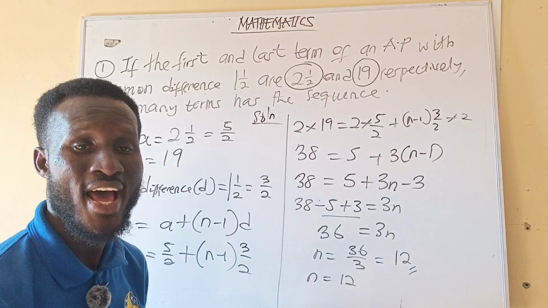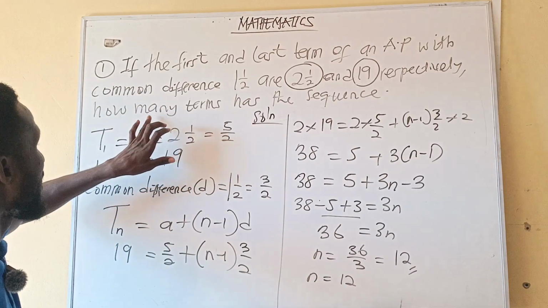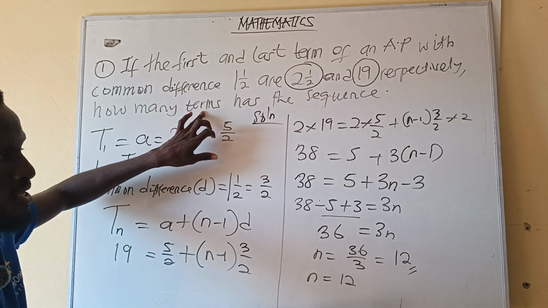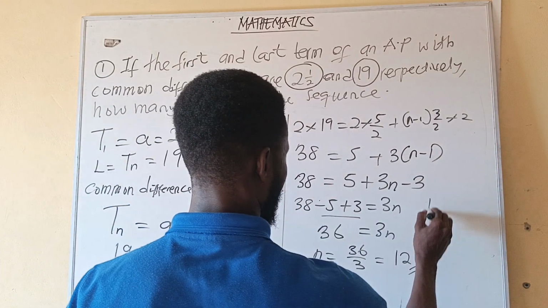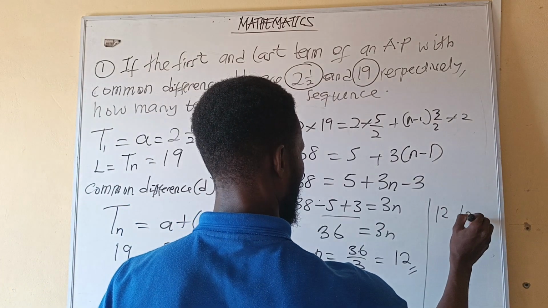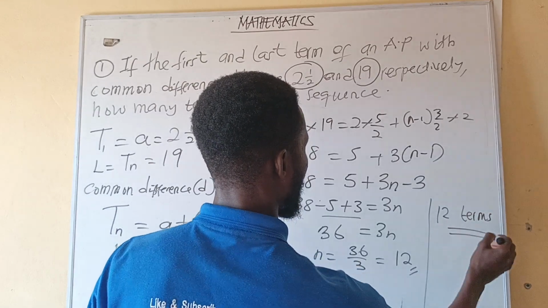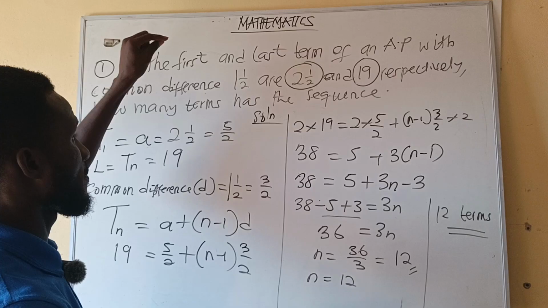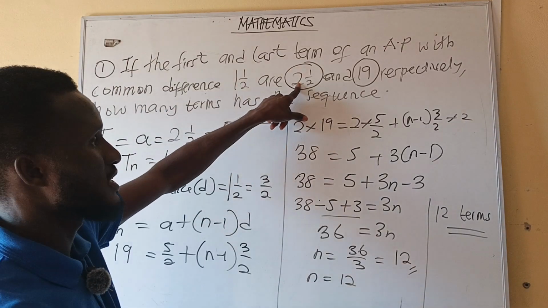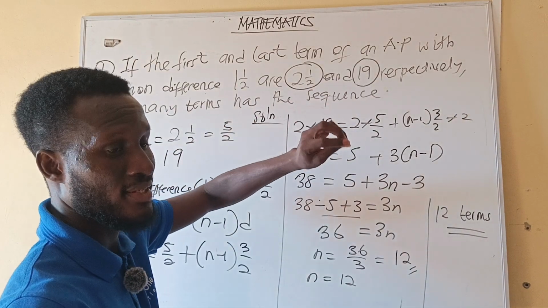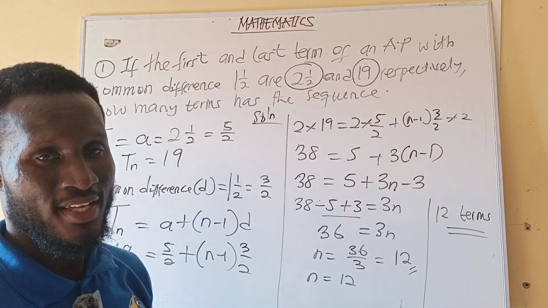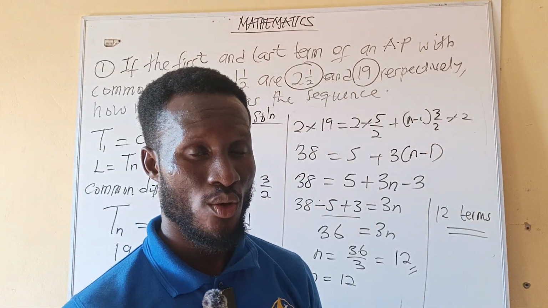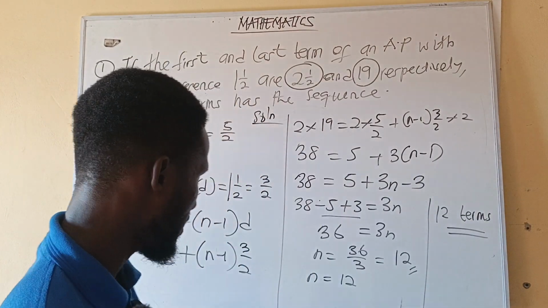So n is equal to 12. It means we have 12 terms, that is, 12 numbers from the first number up to the last number, 19. Yes, it is very simple. We are just applying what you learned previously. Now let's look at another question.